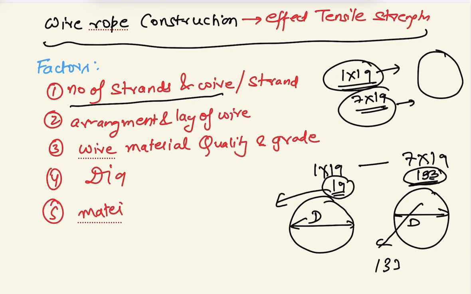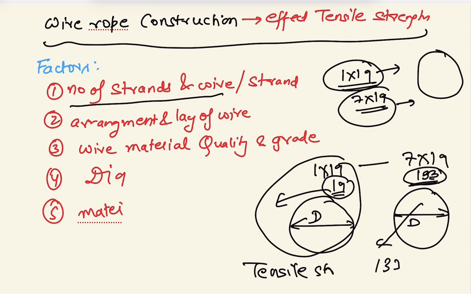So this 1 into 19 configuration has a much higher tensile strength, but it will not be more flexible, because the combined total wires are 19 only. The 7 into 19 has a tensile strength not that much higher, but the number of wires is greater, so there will be more friction and more slippage. So this 7 into 19 will offer lower bending and torsional resistance.